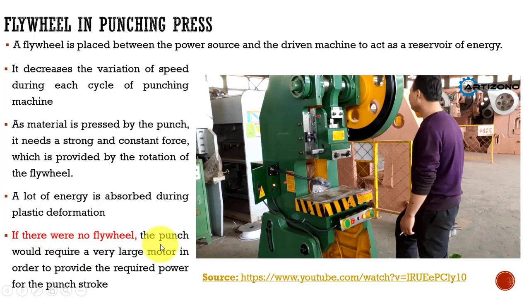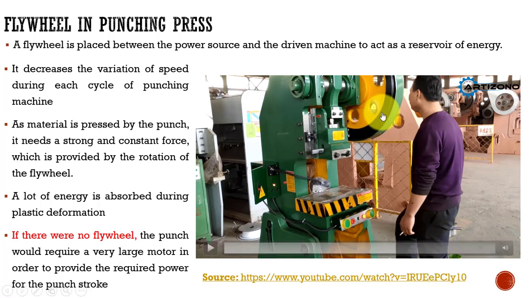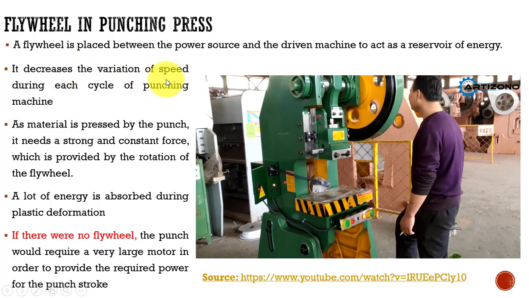If you don't have a flywheel, you need to install a larger size motor so that the required power can be obtained in a punching press. Instead, if you have a flywheel, then you can have a smaller size motor that is capable of giving as much energy to the flywheel. The flywheel stores maximum energy and gives it to the system regularly without variation in speed. So this is how a flywheel is used in a punching press. It is a mechanical press, what you see here.